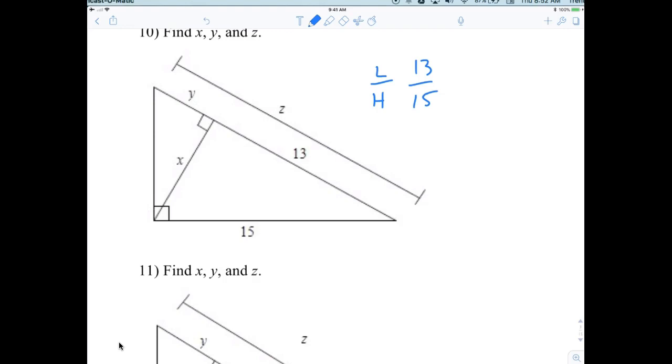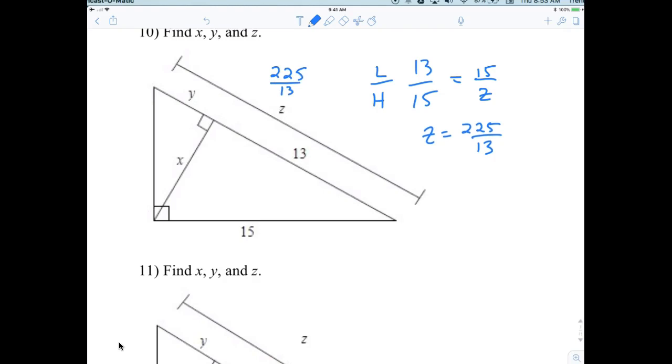Long leg over the hypotenuse. Now, I need a long leg and hypotenuse. What would that be? 15 and z. Anybody have any doubts about that? So z is equal to 225 divided by 13.